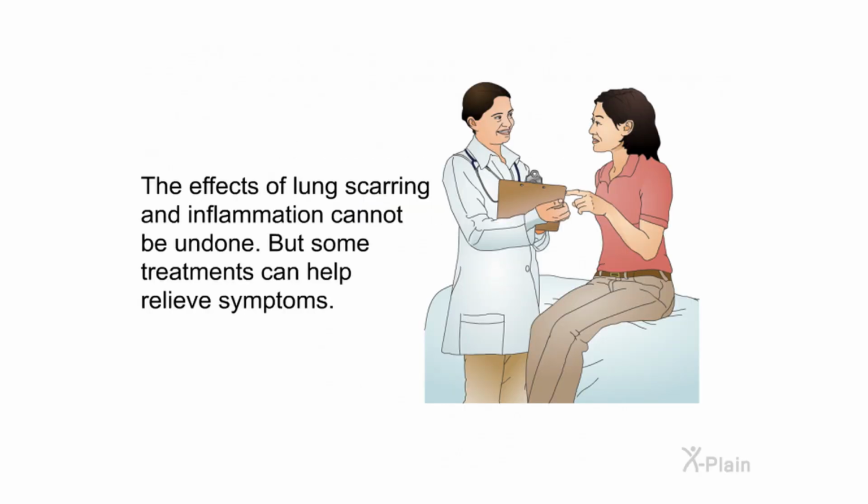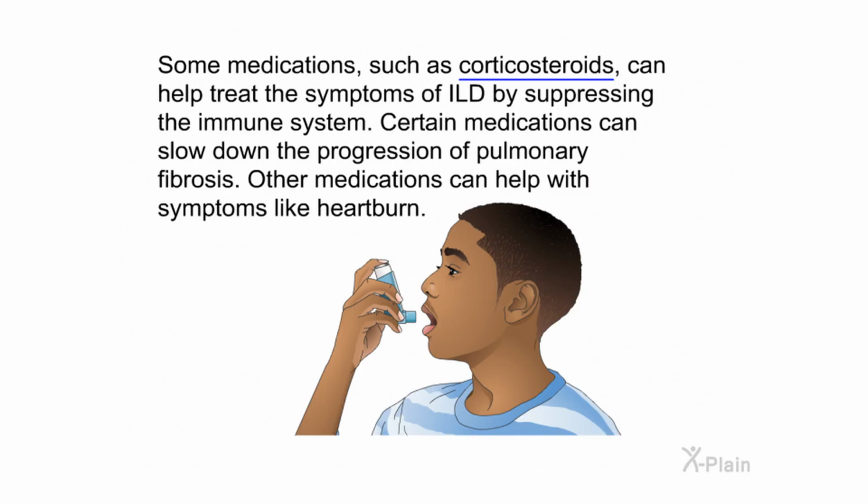Treatment. The effects of lung scarring and inflammation cannot be undone, but some treatments can help relieve symptoms. Some medications, such as corticosteroids, can help treat the symptoms of ILD by suppressing the immune system. Certain medications can slow down the progression of pulmonary fibrosis. Other medications can help with symptoms like heartburn.